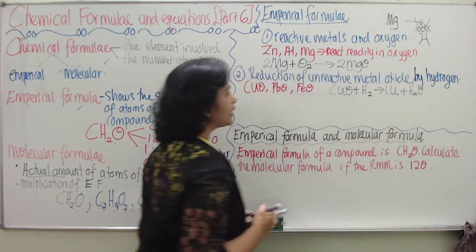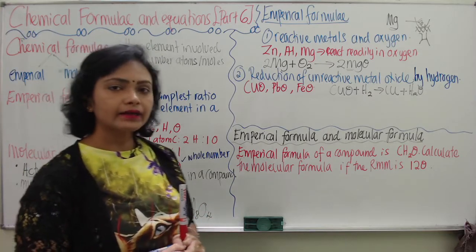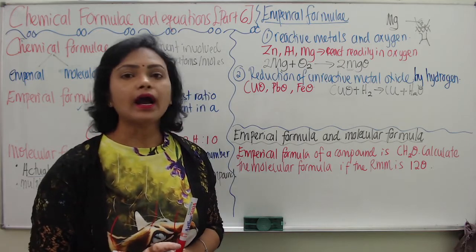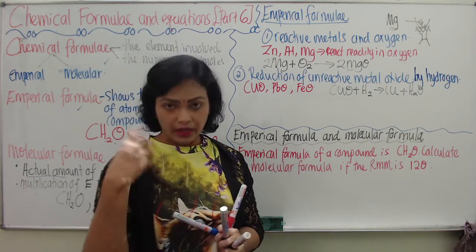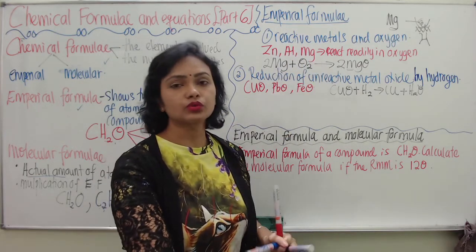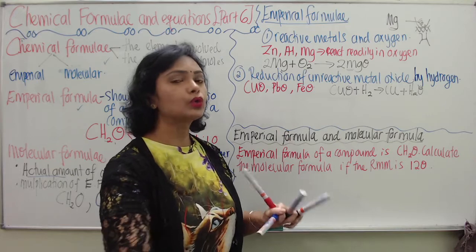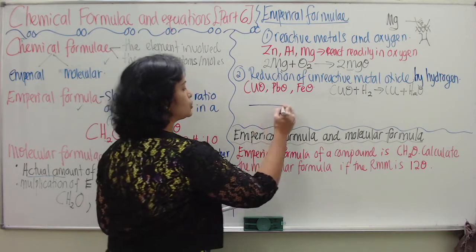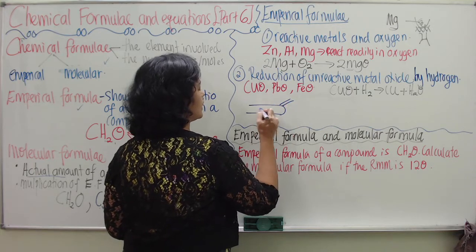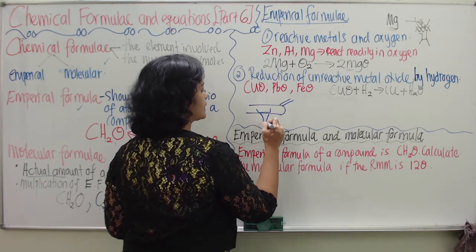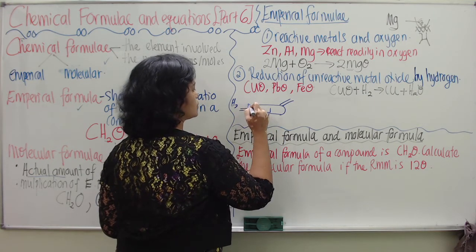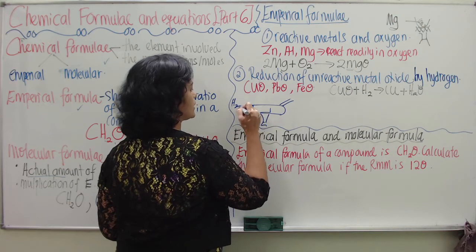Why? Because copper, lead and iron are unreactive metals, so they can't react with oxygen as fast as zinc, aluminium and magnesium. That is the reason why they have to go through a complicated combustion tube. Please look in the textbook. In the combustion tube, the metal oxide is heated up, and there is a supply of hydrogen gas. I just draw very roughly. Supply of hydrogen gas coming in.